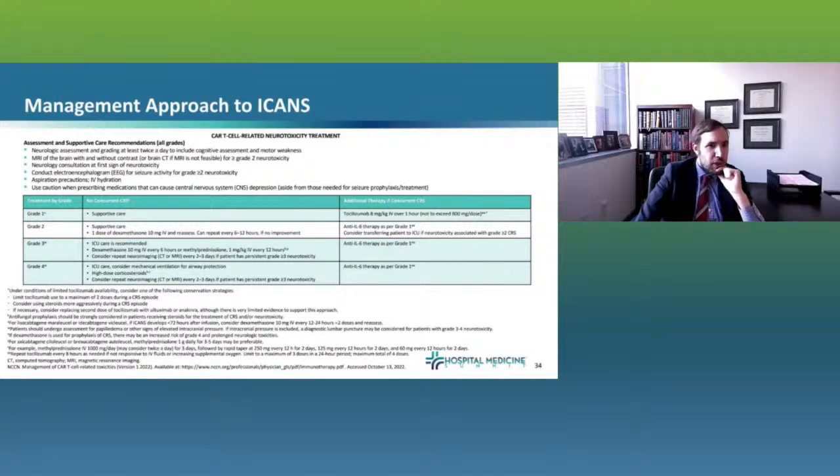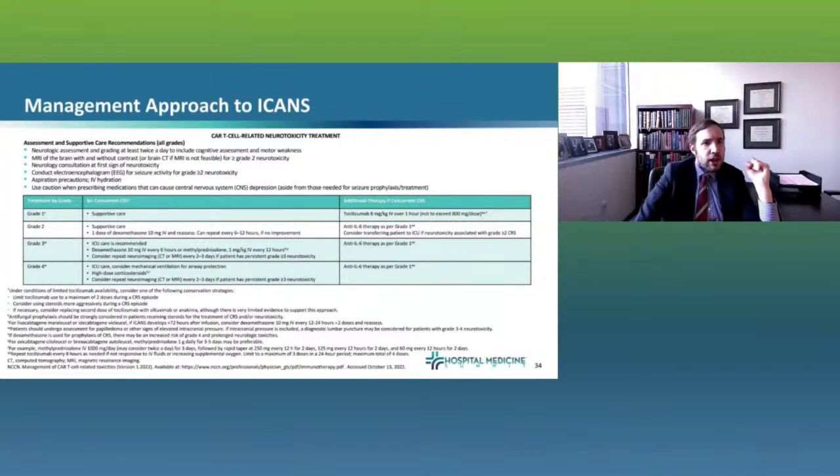And then, of course, you want to do regular neuro assessments as outlined here at the top. MRI brain, I mentioned. If you want to look for cerebral edema, you can also screen for that with CT. They recommend neurology consultation at first sign of neurotoxicity. Never a bad idea if you've got them on hand. Getting EEGs if you have seizure activity. There's not necessarily a role for upfront seizure prophylaxis in these people. That might change down the line.